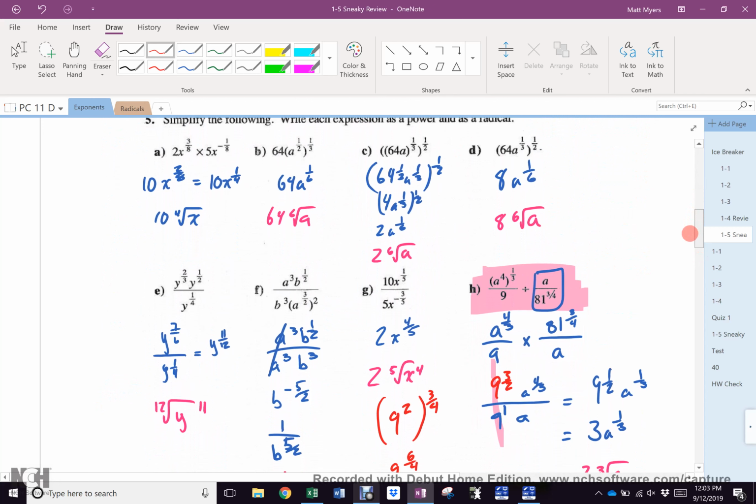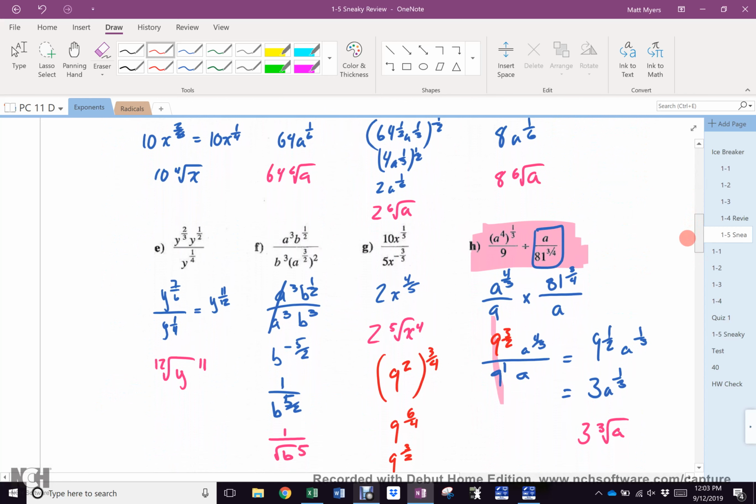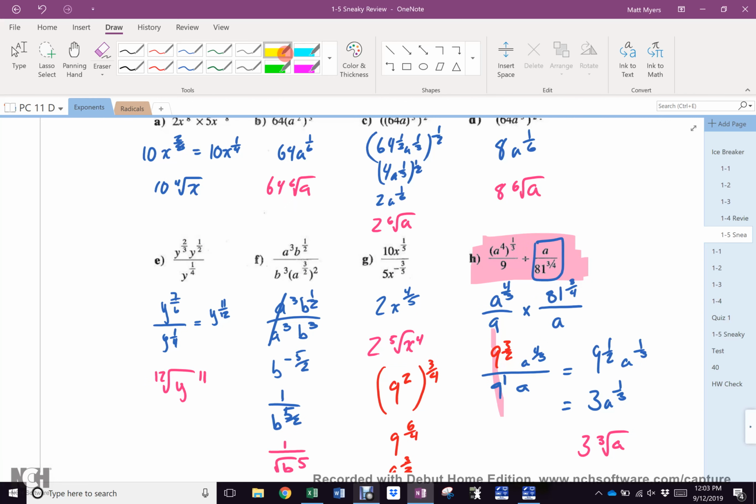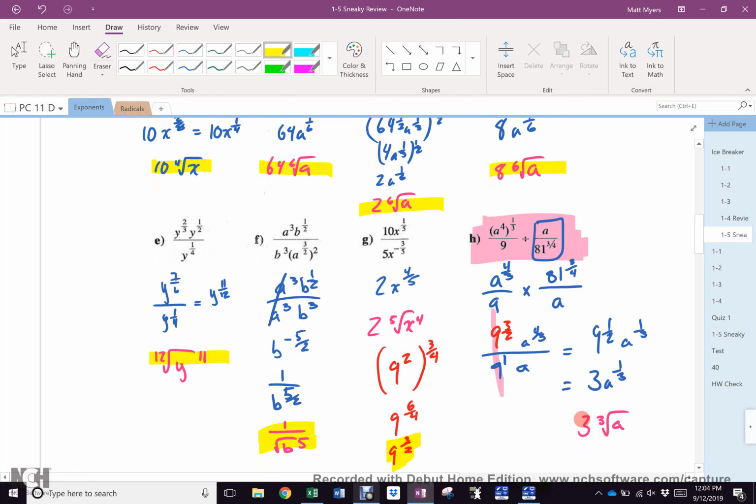5. Now, 5 gets a little crazy. There's an answer, there's an answer, there's an answer, there's an answer. There, there. Hard to see. There, and there. Anybody wish to ask about any of them?